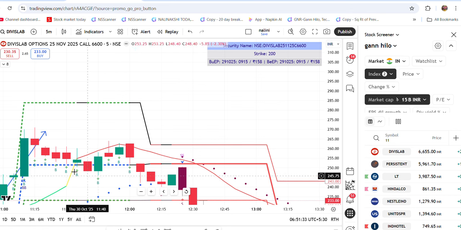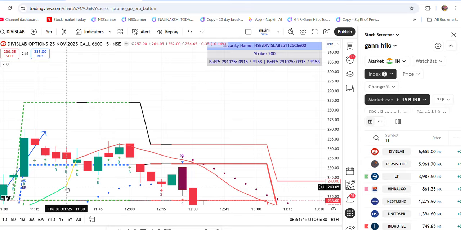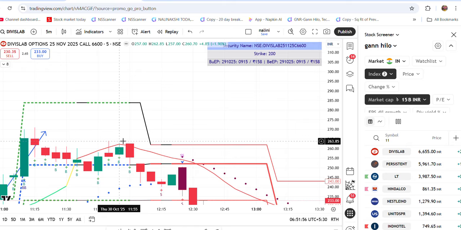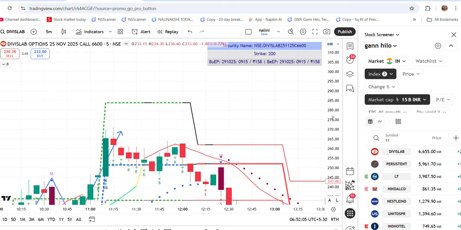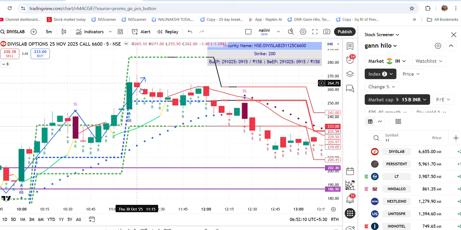GANN HiLo, but already my dynamic GANN HiLo has changed from neutral to red. It had become green to neutral, and this one pivot has become green to gray. Both are showing neutral behavior, and this GANN HiLo is showing red. That is an alarming sign. You can book your profits and get out of it. See, if you would have entered around 186, you could have made 260.